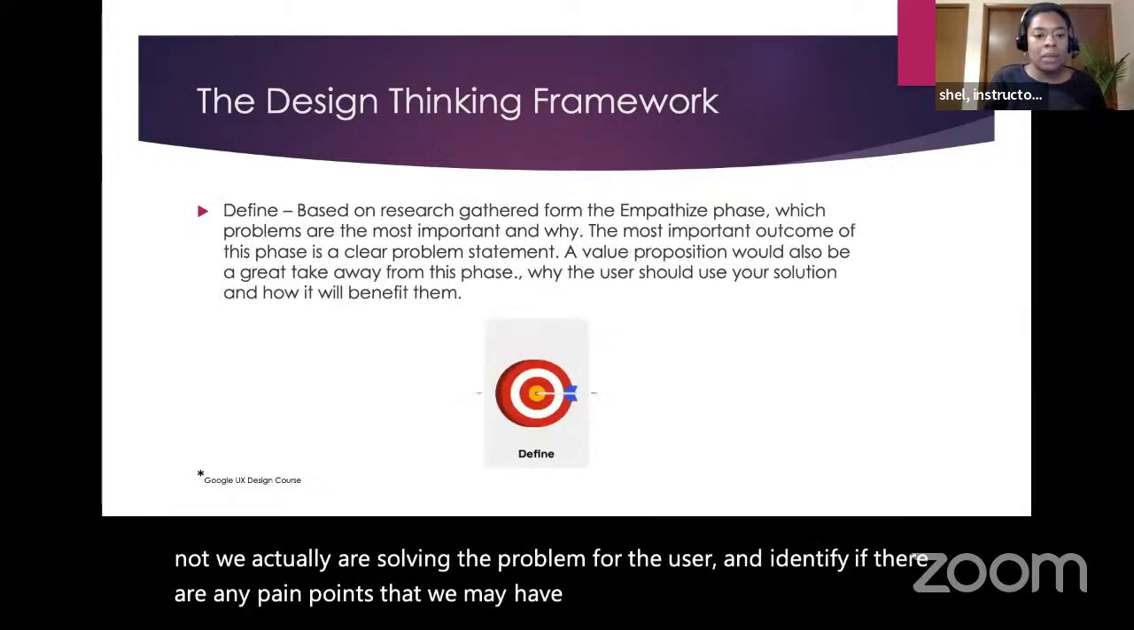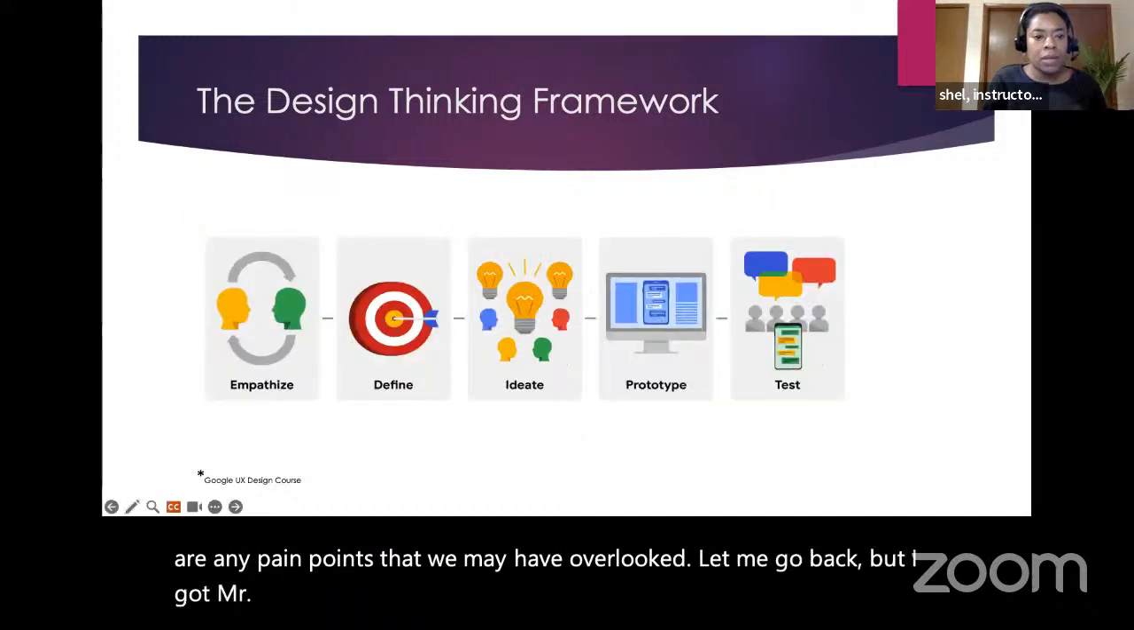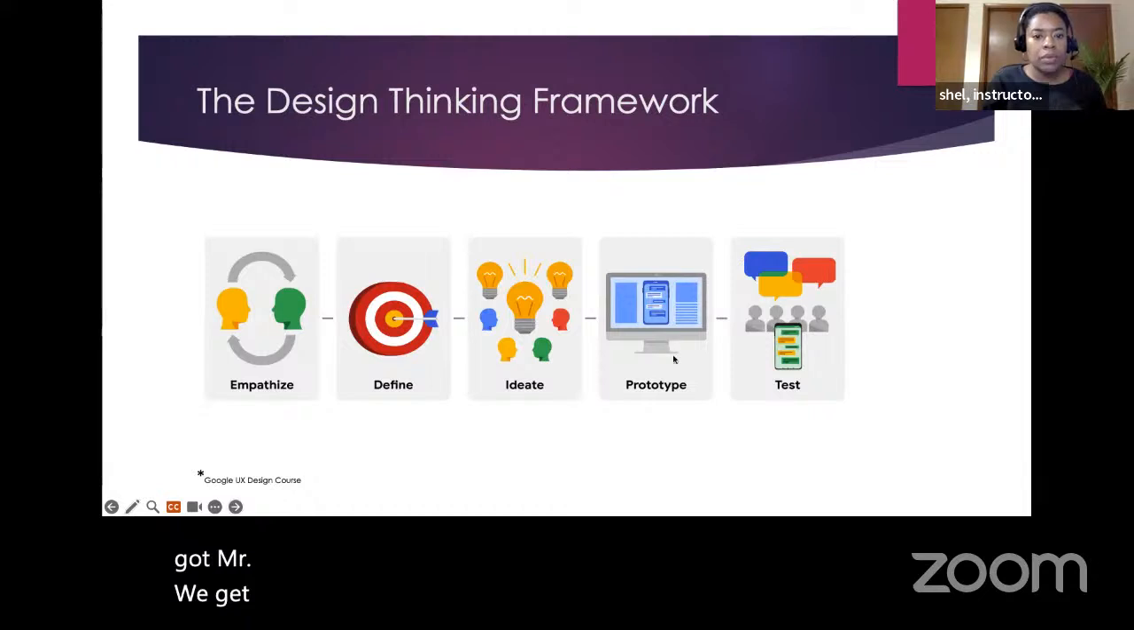Let me go back. I feel like I missed something. We did 1, 2, 3, 4. Why do I feel like, oh, because prototype was this, yeah.